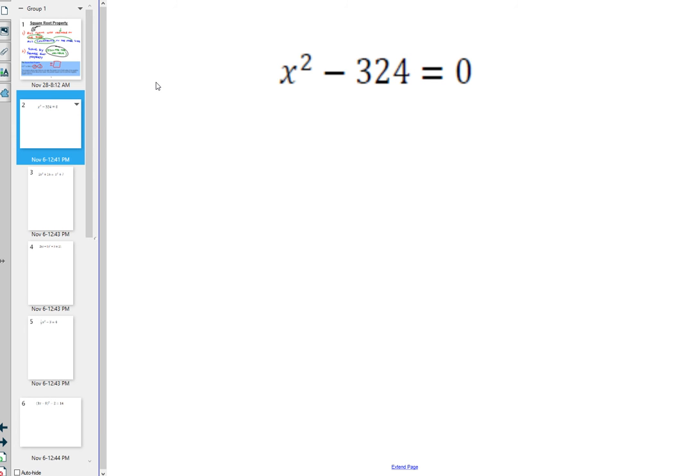It does not say coefficients. Yeah, if there's any constants, move them to the other side, which in this case the constant is negative 324. So we're going to add 324 to both sides. Unlike factoring, where we would put everything on one side, this is going to be variables on one side, constants on the other, just like we did with linear equations.